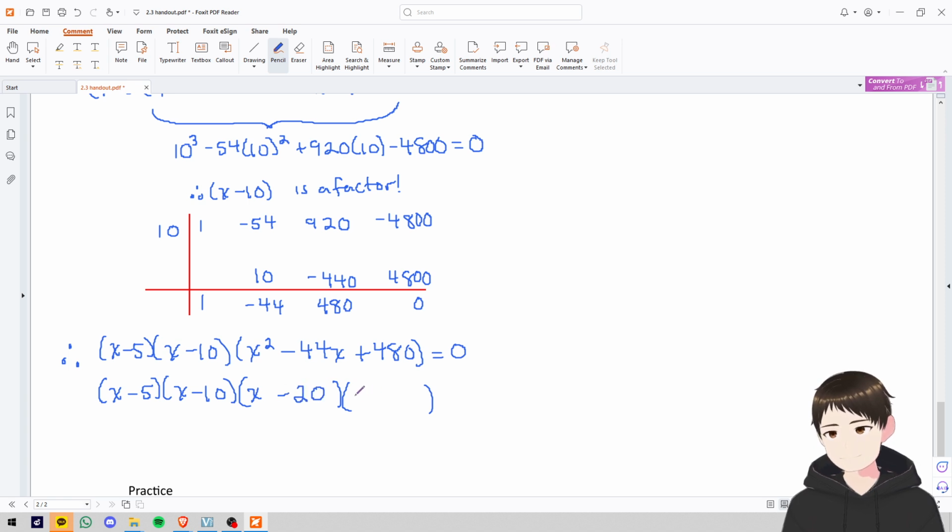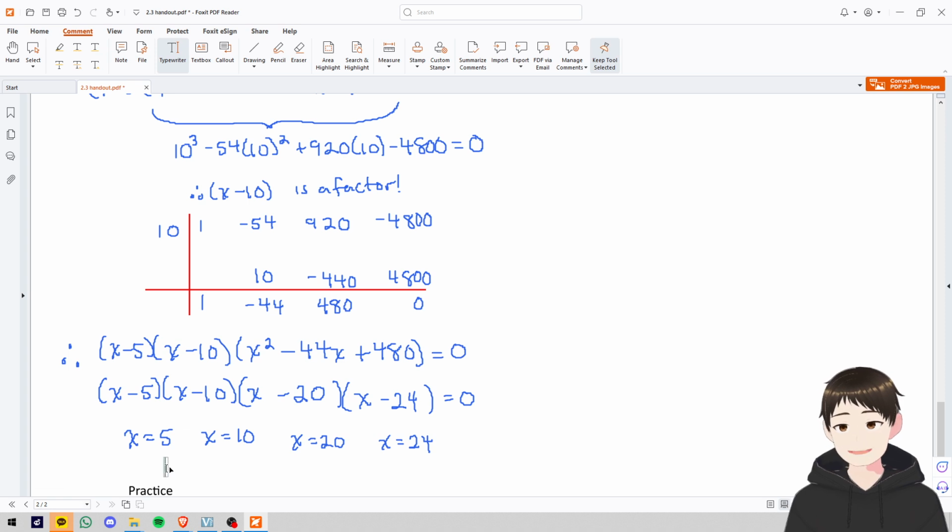Negative 20 and negative 24. By multiplying these two, I get positive 480. By adding these two, I get negative 44. There you go. So the roots are 5, 10, 20, and 24. Please be aware, what we found are not x-intercepts.